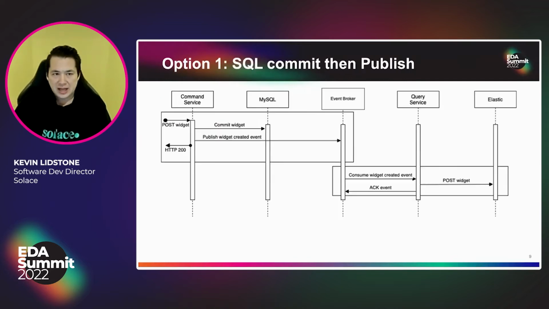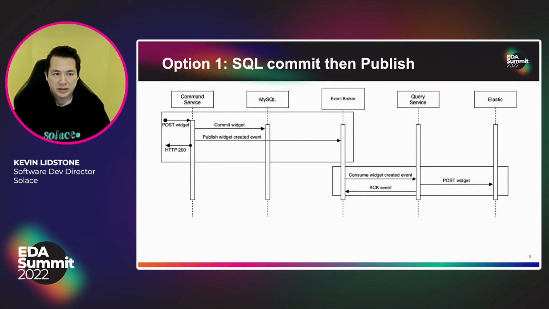So if we go to the next slide, our first naive implementation of this is we get a REST API. In this example, the REST resource is a widget. So a REST API comes in to create a widget. We commit that widget to the relational database, MySQL, and then we'll publish to the event broker an event saying, hey, we've created a new widget. The query service has subscribed to receive that event. So it's going to consume it after it gets published to the broker, and it's going to store it in the Elasticsearch database.